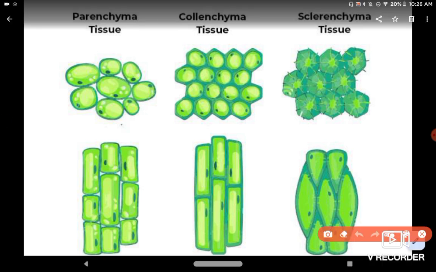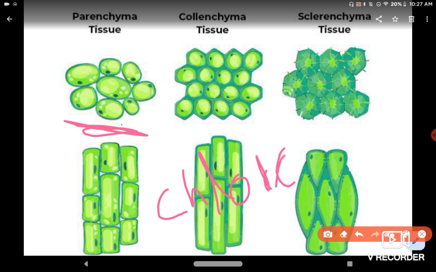Today we're going to be discussing the types of simple permanent tissue. We're going to discuss parenchyma. It's probably the most common type of simple permanent tissue. So what is parenchyma? What are its uses? Parenchyma stores food, and if it also has a lot of chlorophyll, the ones with the most are called chlorenchyma. They're responsible for photosynthesis.